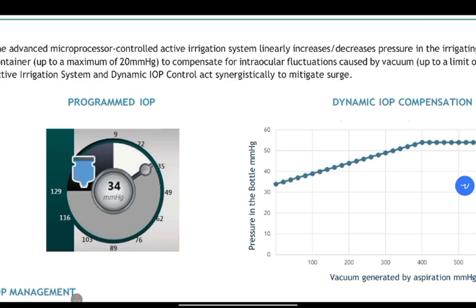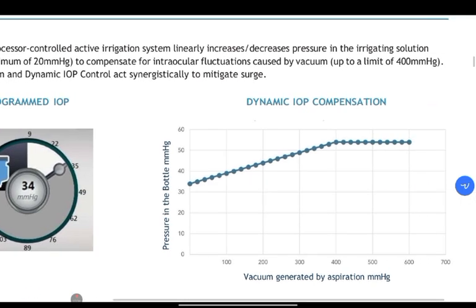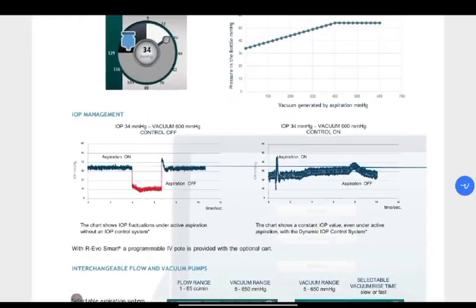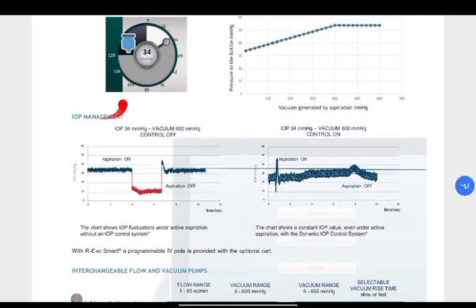You can see the picture, and here on the right hand side we have the dynamic IOP compensation graph between the pressure in the bottle in mmHg and the vacuum generated by aspiration in mmHg. So this is the graph. You can see the picture. Now we have IOP management. So in IOP management, the control is IOP 34 mmHg, vacuum 600 mmHg, control is off.